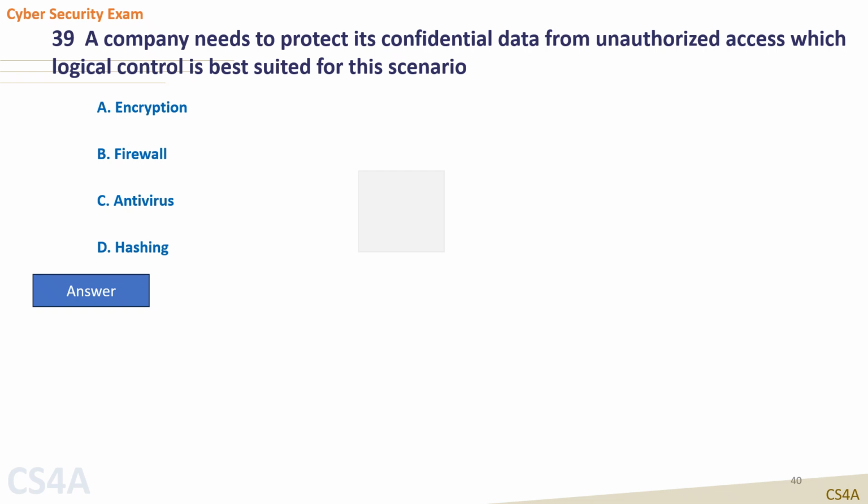Here the question is, a company needs to protect its confidential data from unauthorized access. Which logical control is best suited for this scenario? So here the keyword is confidential data, to protect the confidential data. So encryption, firewall, antivirus, and hashing. So out of 4, encryption is the correct answer because through encryption we can encrypt the sensitive data, and then we can give the key to the authorized person. So only the authorized person is able to decrypt the data. The firewall and antivirus and hashing can't protect the confidential data. So option A is the correct one.